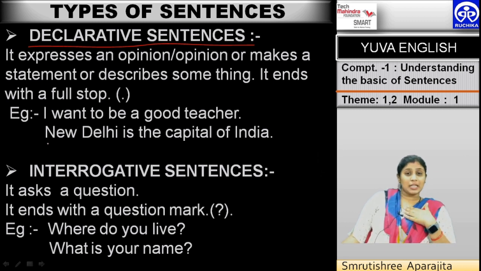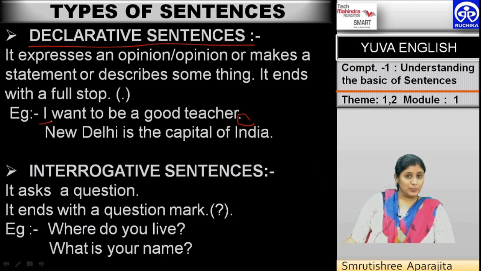Now that is a statement, a personal statement I'm giving, that I am interested in teaching and I want to be a very good teacher. So at the end I'll put a full stop over here. Okay, and if you can see, the sentence starts with a capital letter.